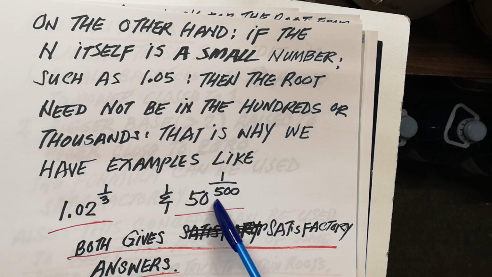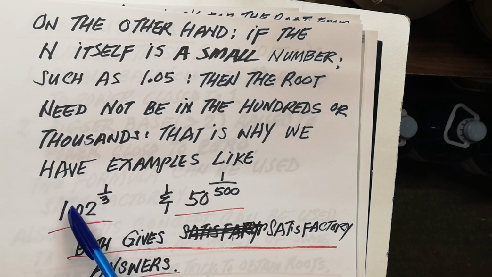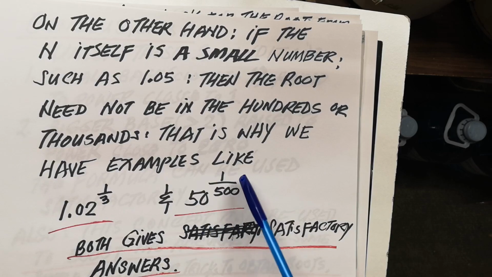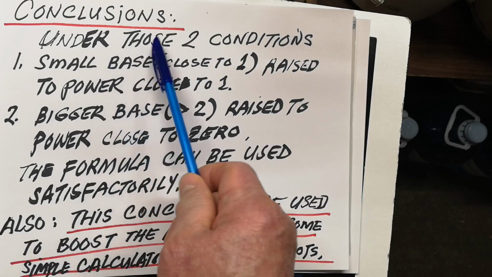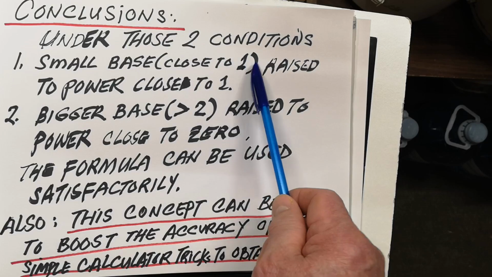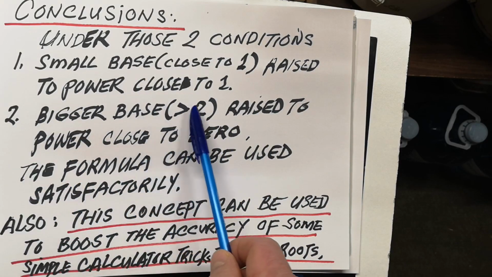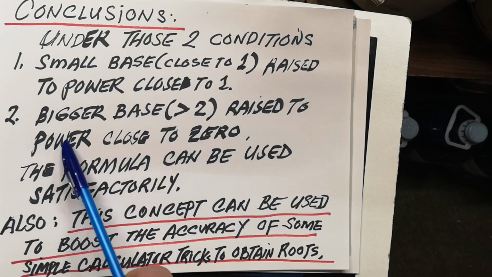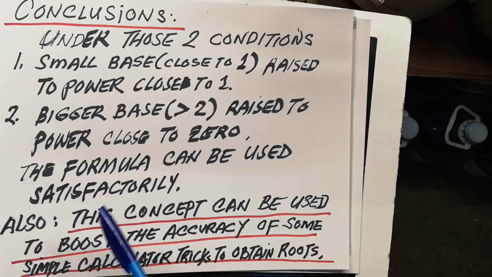This is a small power, this is a bigger power. So bigger power, small base. Bigger base, but small power. Both give satisfactory answers for the approximation. Conclusions. Under those two conditions, number one, small base, close to 1, raised to a power close to 1. Number 2, bigger base, greater than 2, but raised to a power close to 0. The formula can be used satisfactorily.